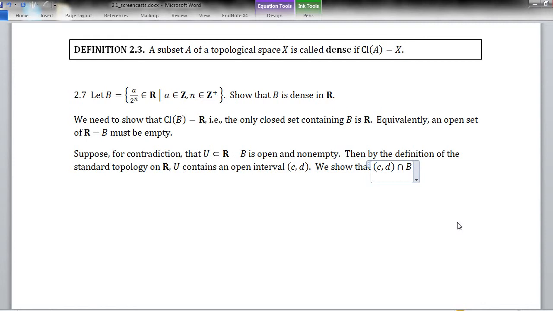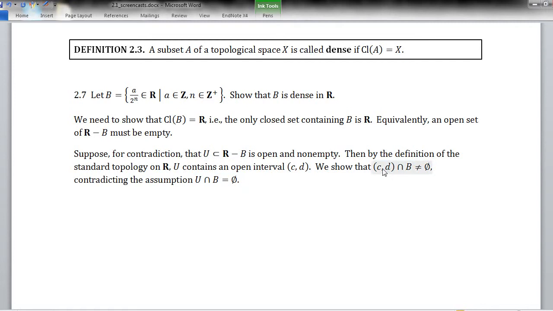So its intersection with B is non-empty, and that's going to contradict the assumption we've made up here that U is in the complement of B. Another way to write that would be that U intersect B itself is the empty set. Okay. So why is that?